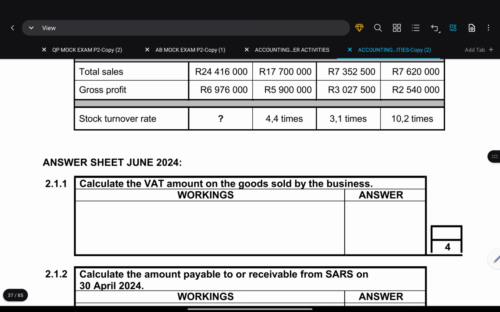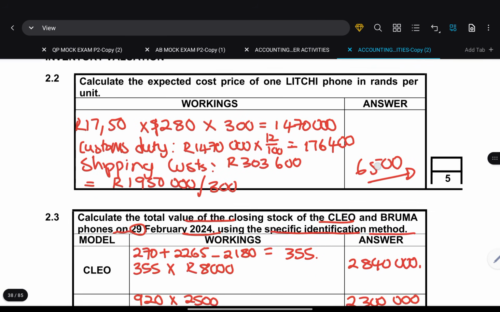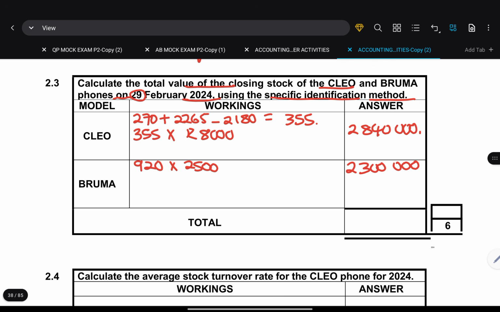At the end we are going to add the two here. So 2,840,000 plus 2,300,000 is going to give us 5,140,000, and then you'll have your full 6 marks for this. I hope this makes sense.